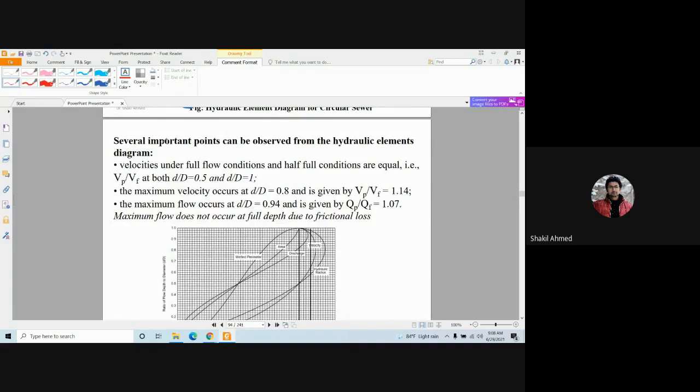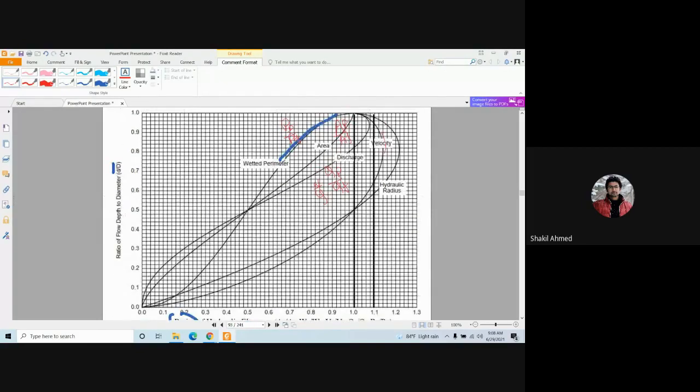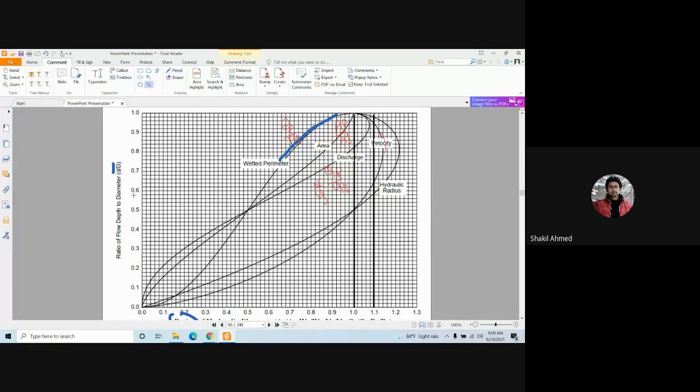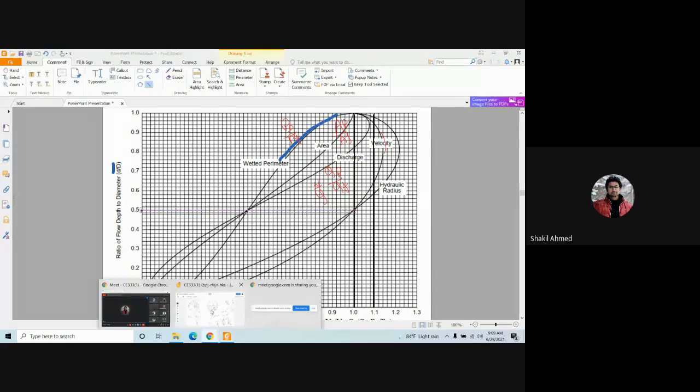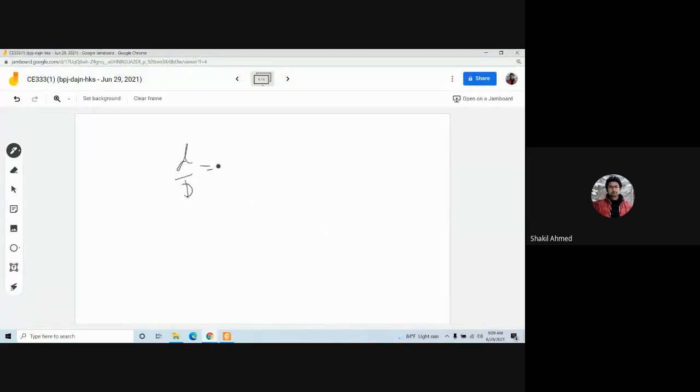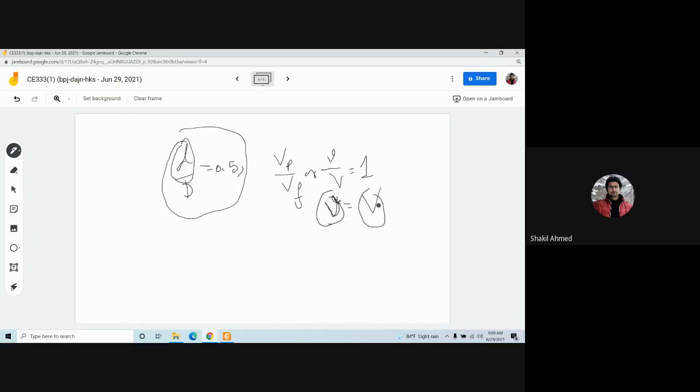Several important points can be observed from the hydraulic element diagram. Velocities under full flow conditions and half flow conditions are equal. Look at this. When you have half flow condition, that means d by D equals 0.5, then look at the velocity. This is 1. That means when d by D equals 0.5, then v partial divided by V full, or small v by capital V, equals 1. That means small v equals capital V. When the partial depth is 50% of the full depth, the partial velocity is equal to the full flow velocity. Did I make it clear?